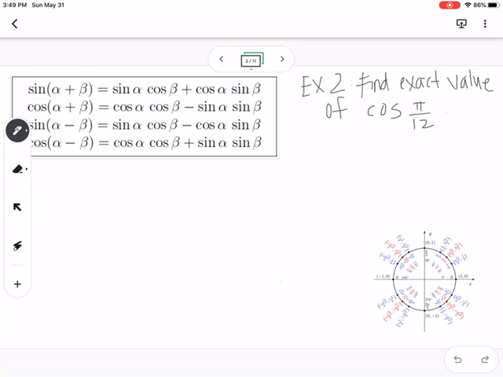If you're following along in your book, they don't explain as much in the book, so I hope my video is helping. This is on page 468. It says find the exact value of cosine of pi over 12. Again, we're going to use our unit circle, and we're going to break up our pi over 12 into some simple angles.